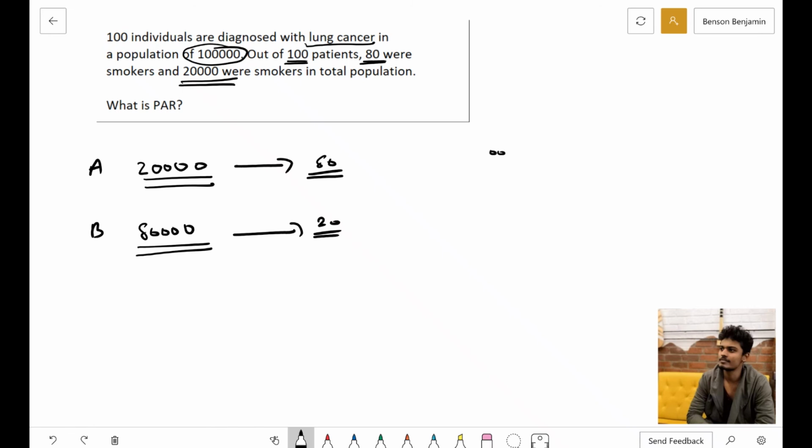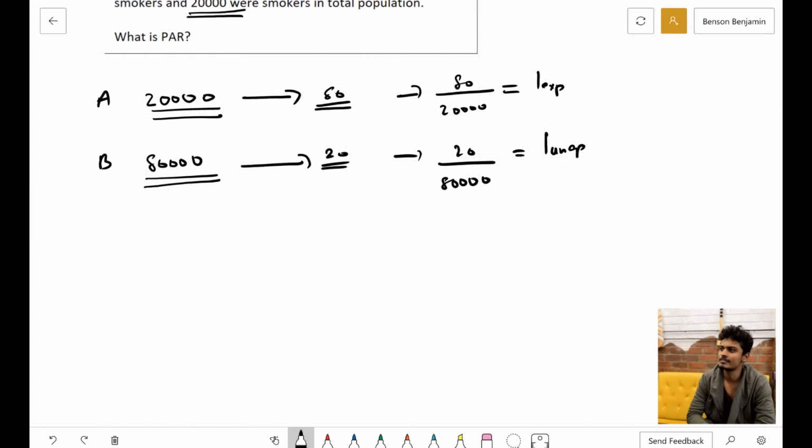So we want to find out the incidence. The incidence in both will be very simple. 80 out of 20,000 were having lung cancer. That is the incidence among exposed. Similarly, 20 out of 80,000 were having cancer. That is the incidence among unexposed. Now that we have found the incidences, whenever you get a cohort study and are asked to find any risk, you always calculate the incidence first and keep it. So we have the two incidences.